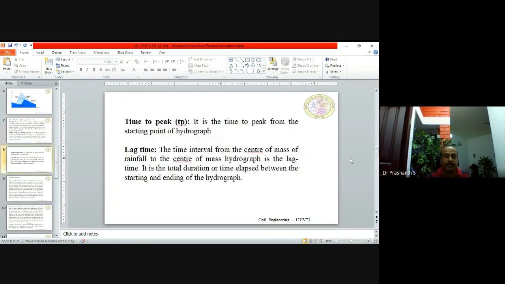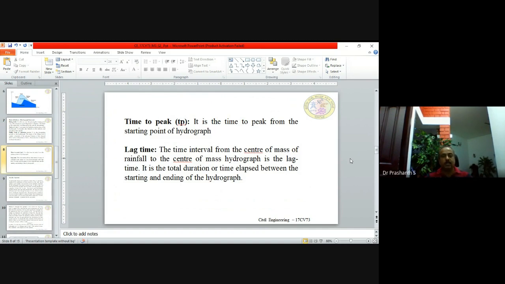Time to peak, TP. What is this? It is the time to peak from the starting point of the hydrograph. From the starting point of the hydrograph, you see the time duration, and that is called the TP. Another definition you have to keep in mind is lag time.